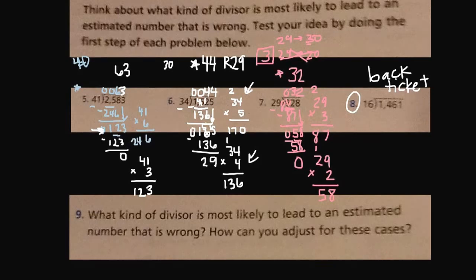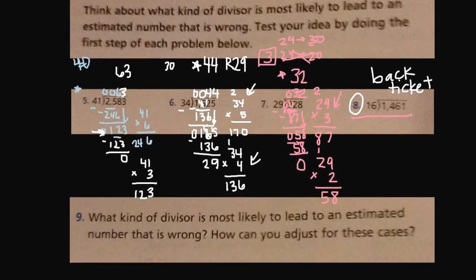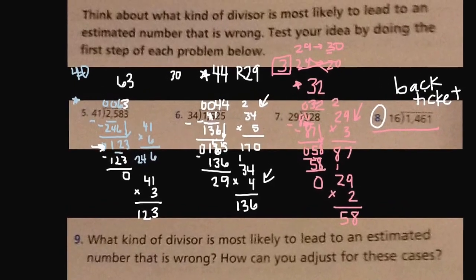So again, boys and girls, the estimation isn't something that you have to do every time, but it's something that you can do to find numbers to multiply with much easier. Instead of guessing and checking all over the board, it makes the process faster for you. So I do want you to go ahead and try this for number 8, and please put this work on the back of your ticket.